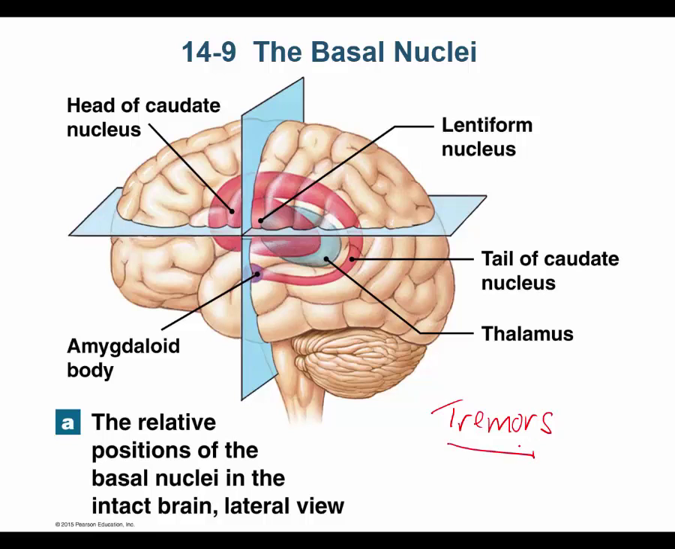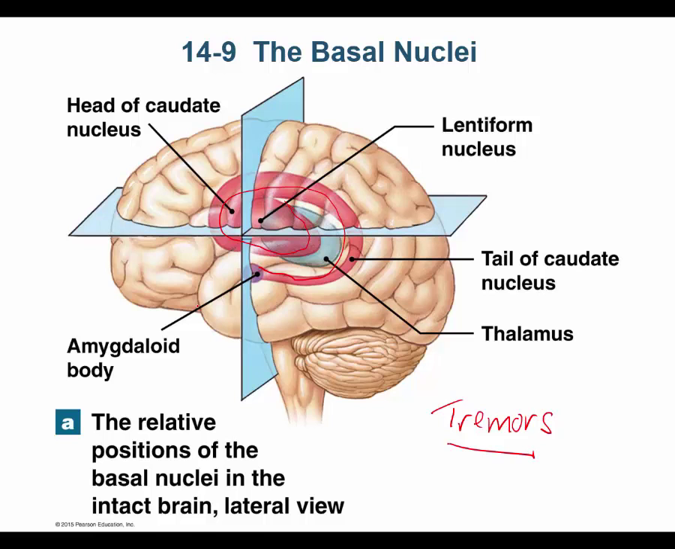inability to inhibit unwanted muscle contractions. This right here, the caudate nucleus, the pink thing here, I guess that's the color. The caudate nucleus kind of follows the lateral ventricles, and it actually probably looks like the lateral ventricles to you a little bit. They hug the lateral ventricles.